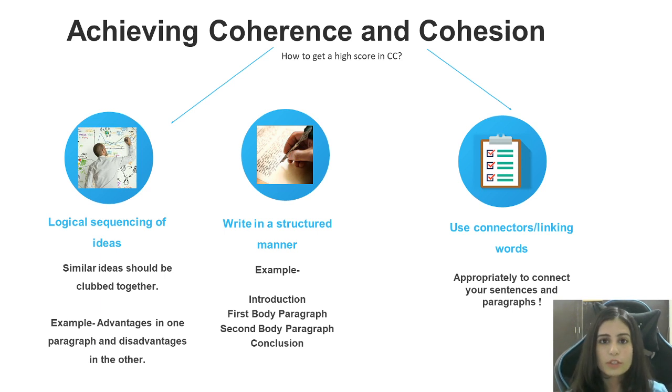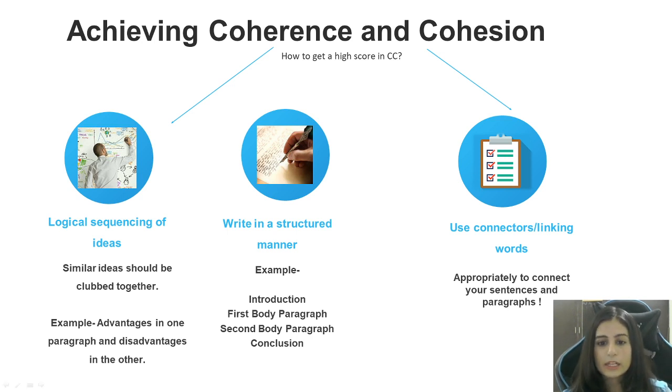So if you're using firstly, secondly, thirdly as connectors, it would be incorrect if you say firstly physical health, secondly education, thirdly mental health. This would logically ruin the sequence of your ideas. It would be really illogical or irrational to sequence your ideas in this manner. So what we have to do is combine together the points that talk about health. So we'll say firstly physical health, secondly mental health, thirdly education. So the similar ideas were put in close proximity to each other.